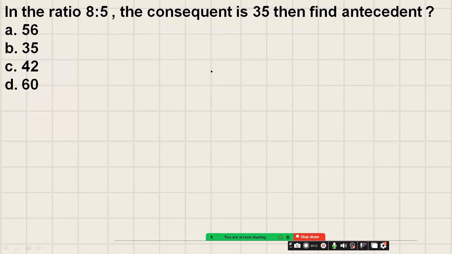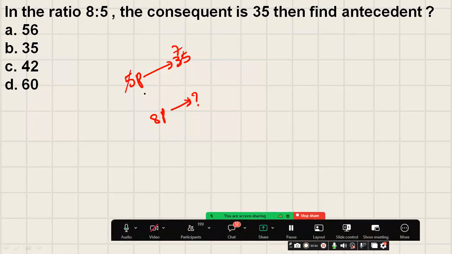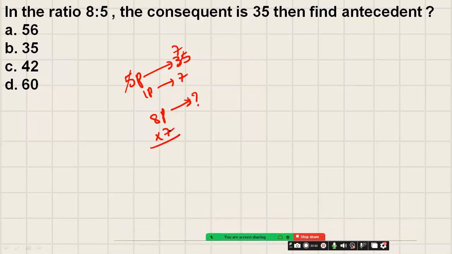Yes, sir. Right. Move on to the next one. In the ratio 8:5, the consequent is 35. Then find the antecedent. And find out the 56. Yes, very good, Andy. Okay? Right. 5 parts we know here. 5 parts is how much, guys? 35. Now 8 parts is how much? This is the given question, Andy. 5 ones are 5, 5 sevens are 35. And 1 part is how much, guys? 7. Right. Let me calculate. 8 sevens are 56. Okay, the antecedent is how much, guys?